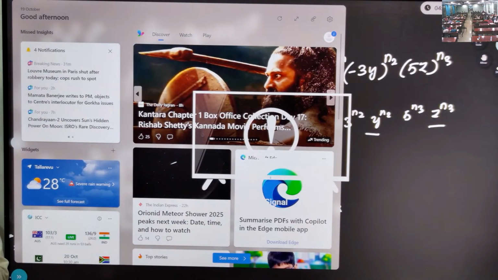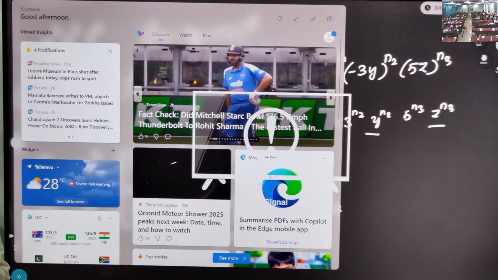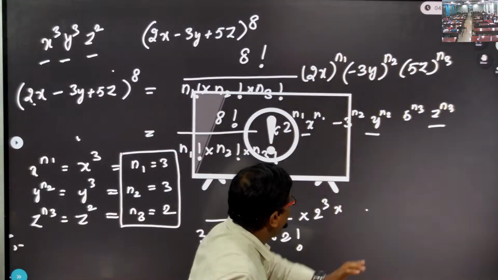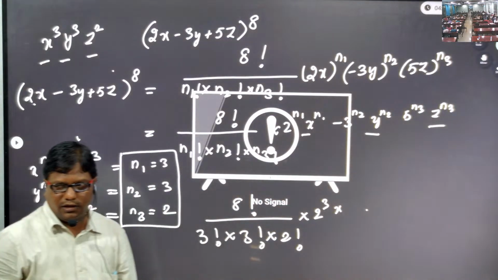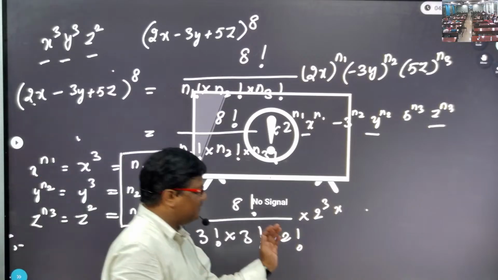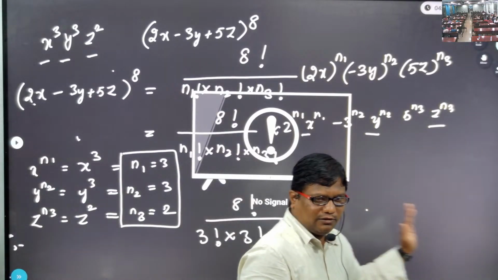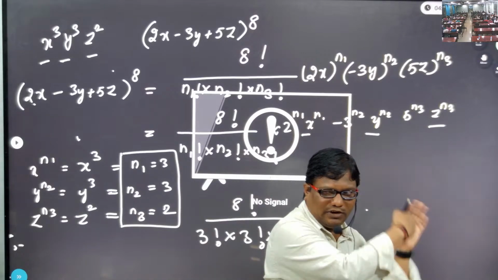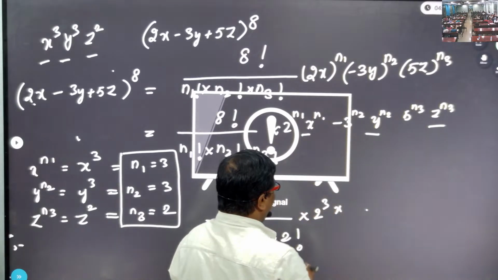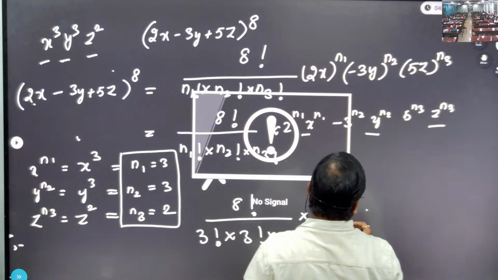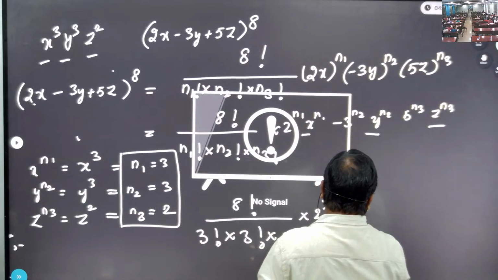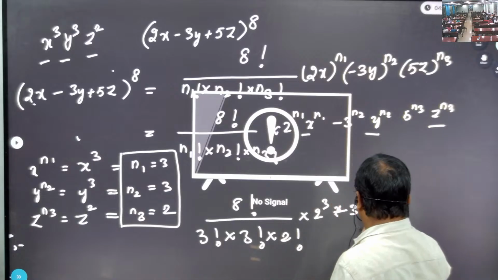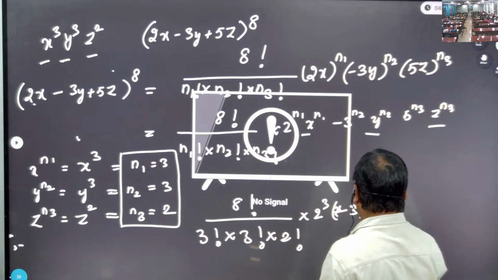X values, y values, z values, we are not going to replace, because we have not got any values related to x, y, z. Okay. So that part we will be writing at the later part. That is, first we will be substituting the values, then we will be writing x power 3, y power 3, z power 2. Okay. So 2 power 3. Next, minus 3 power n2. What is n2 value? It is 3 power 3.